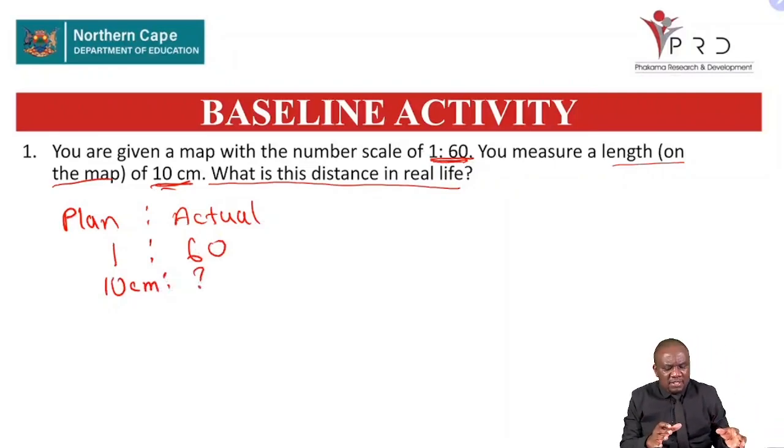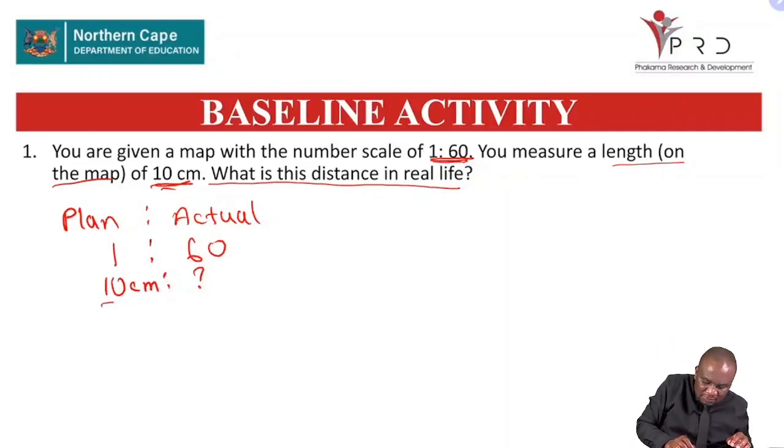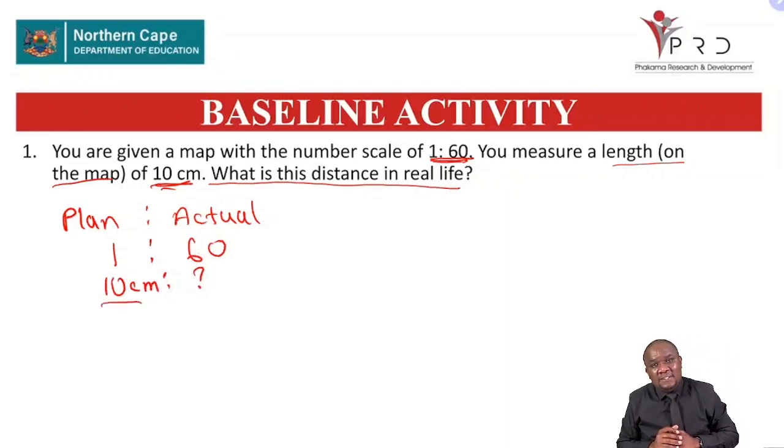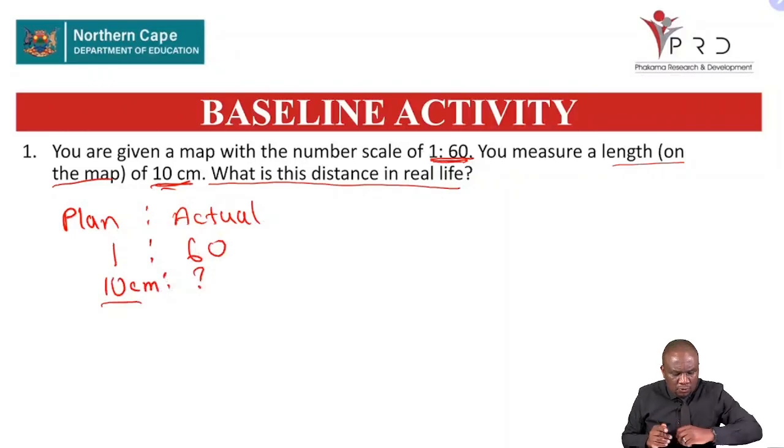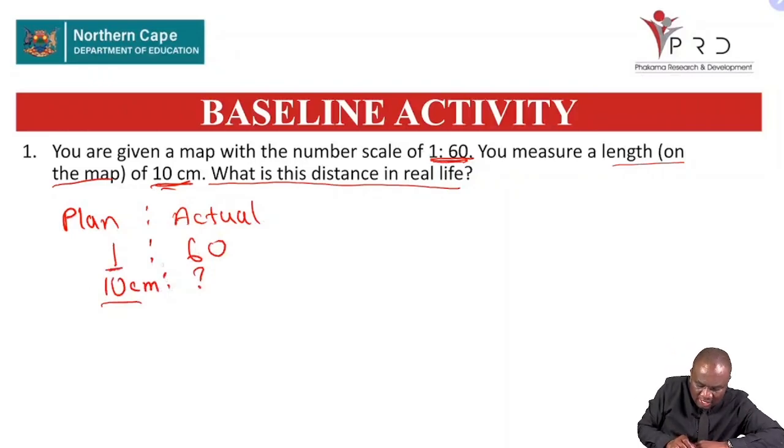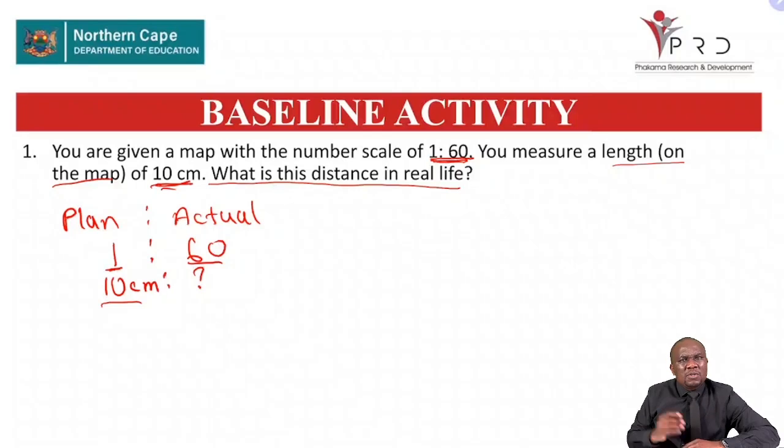1 centimeter is to 60 centimeters. But now, what about 10 centimeters? It will be how many centimeters on the ground? Or what will be the real length? What do we do? We have 1 here. We're saying 1 is 60. So what about 10?